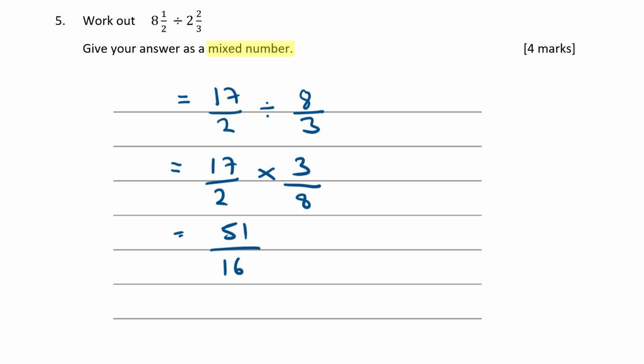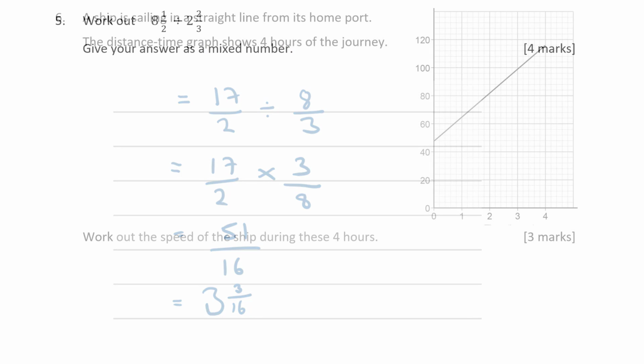Okay, it says give my answer as a mixed number here, so we're going to have to rewrite it as a mixed number. 16 goes into 51 how many times? 16, 32, 48, goes in 3 times, remainder 3. So I'm going to rewrite this as 3 because it goes in 3 times, and remainder 3. So numerator of 3 over 16. So 3 3/16.